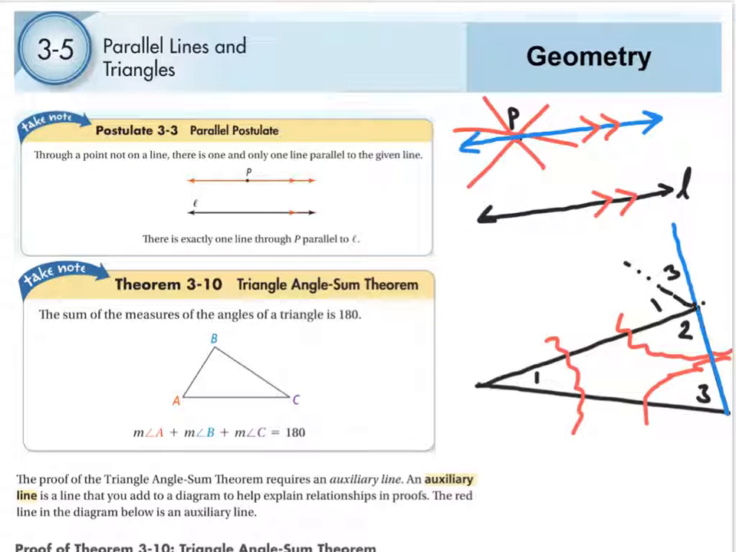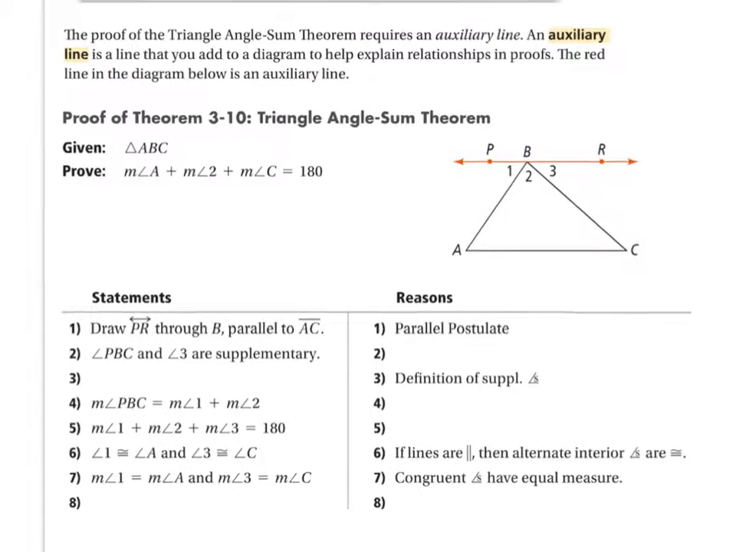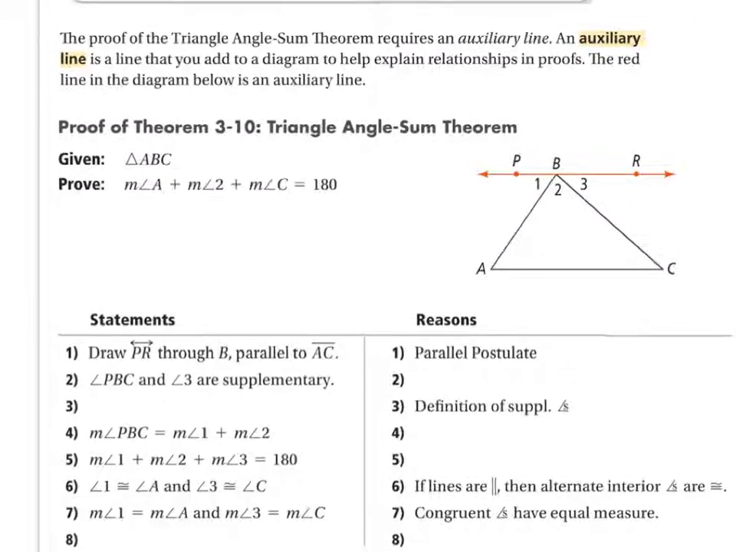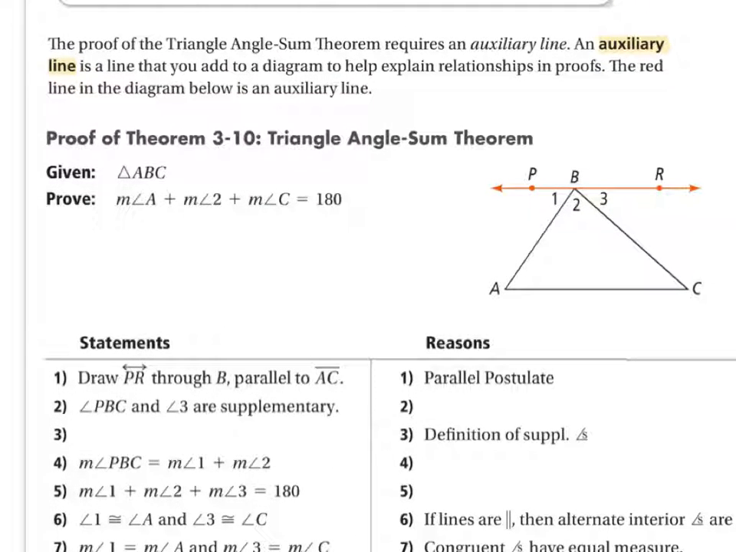In section 3.5, we want to go ahead and prove that theorem 3-10, which is the triangle angle sum theorem. So let's take a look at the bottom of this page. Before we walk through the proof, we need to talk about something called an auxiliary line. The way that they're going to do this proof, we need an auxiliary line. An auxiliary line is simply a line that is added to the diagram to help explain relationships in the proof.